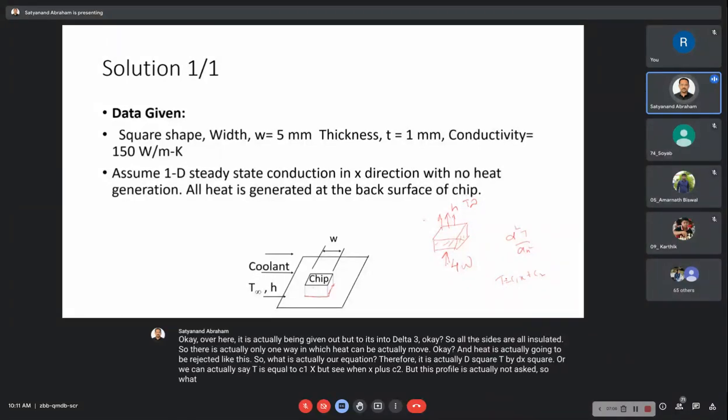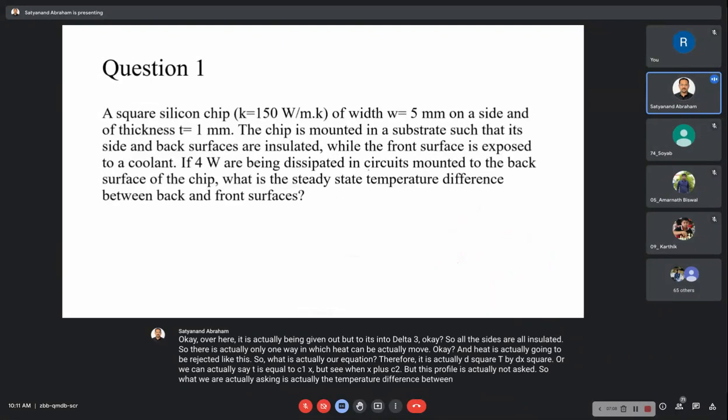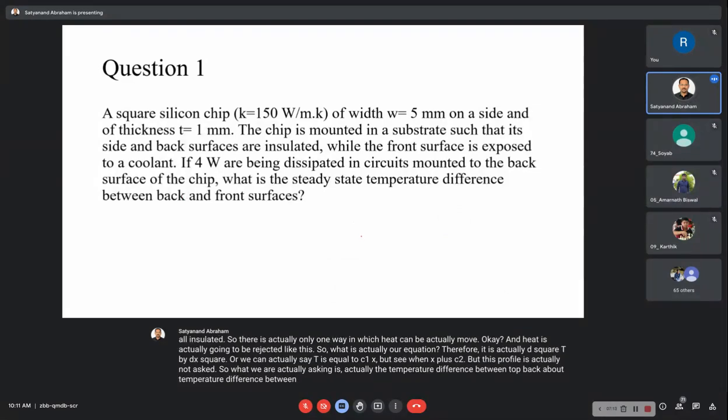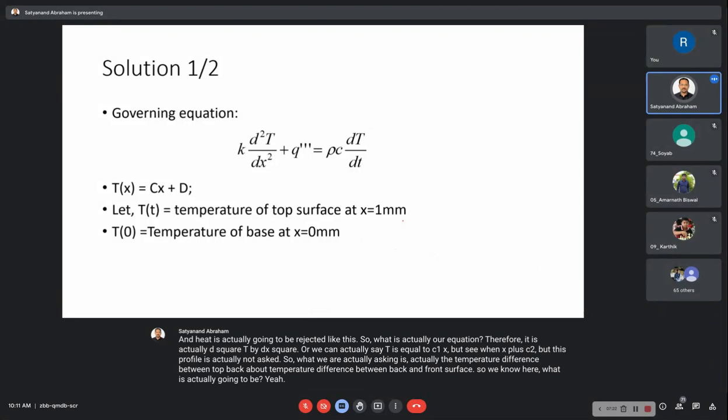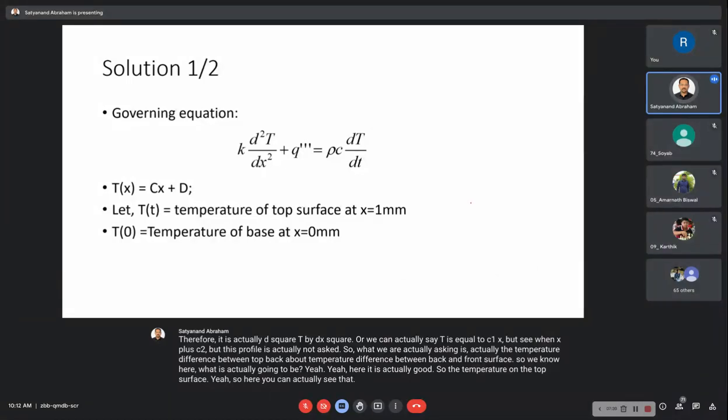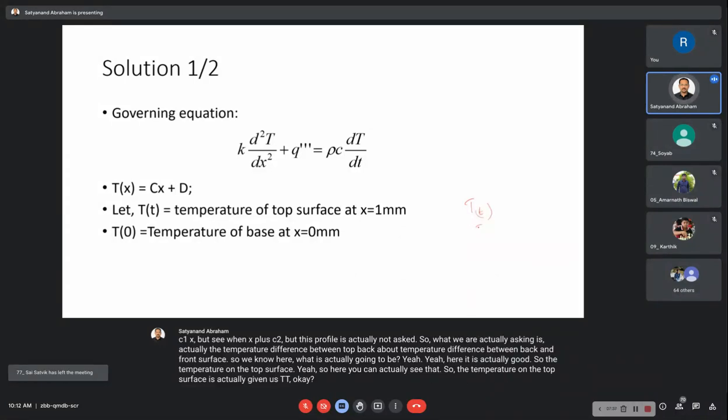What we are asked is the temperature difference between the back and front surface. So the temperature on the top surface is given as Tt, and the temperature on the bottom surface is given as T0.